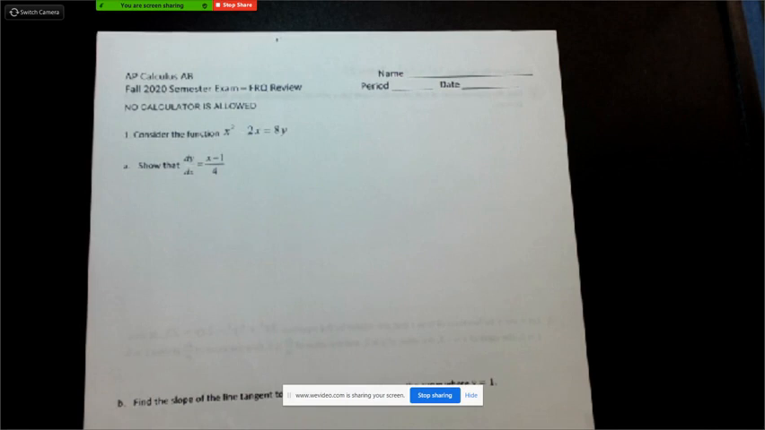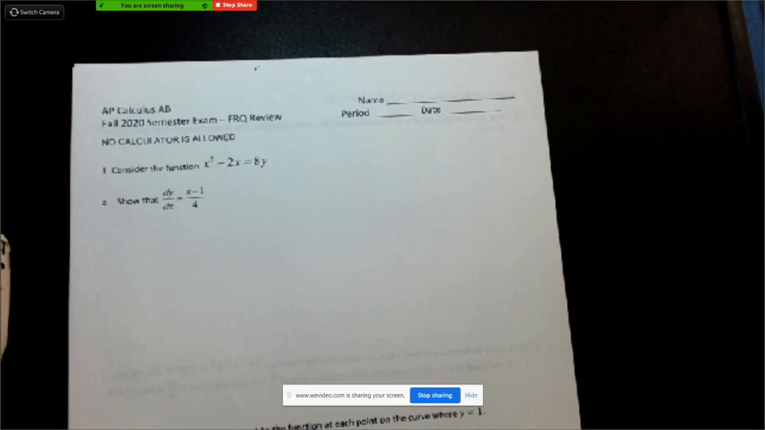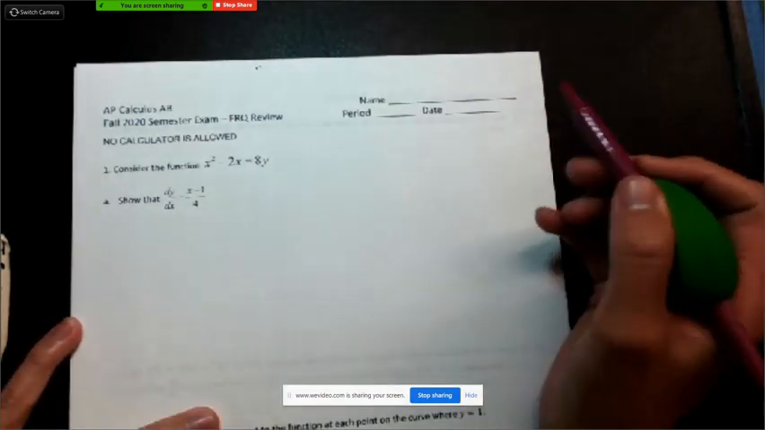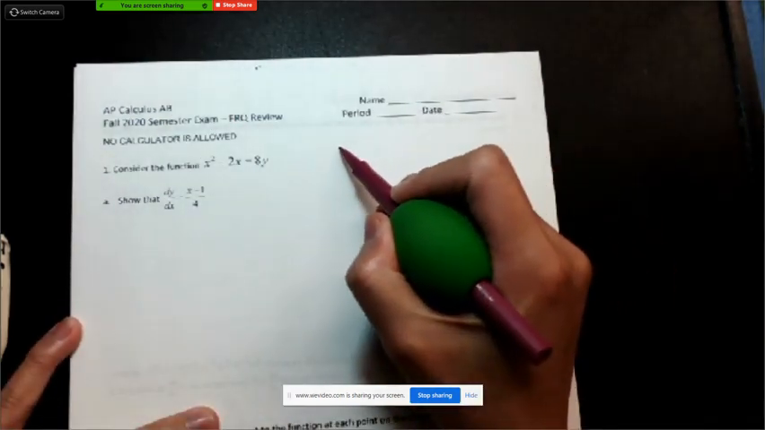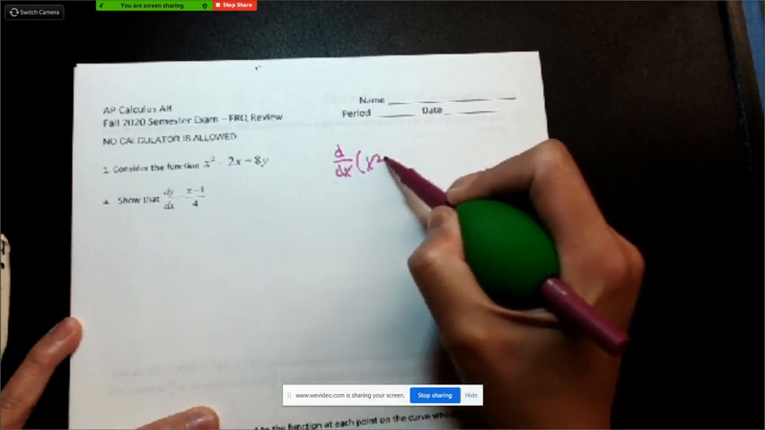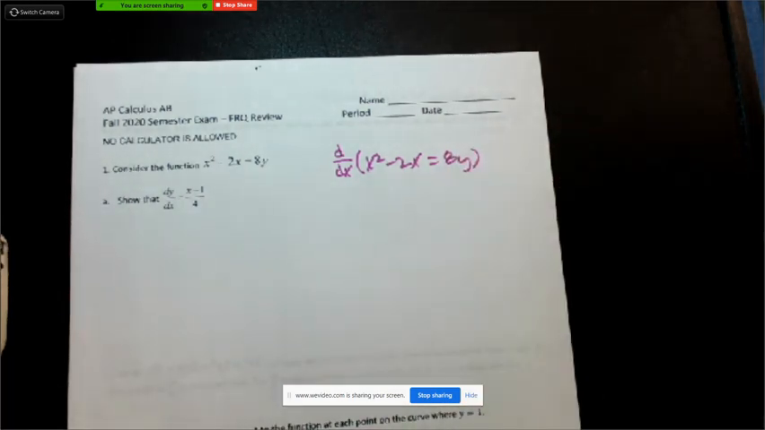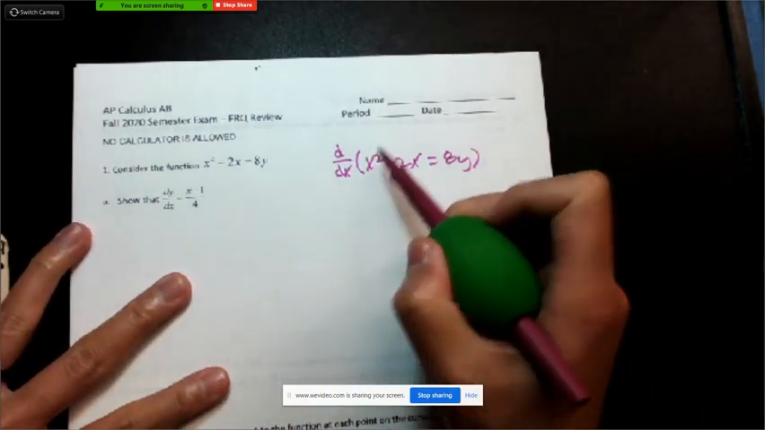So if we're looking at implicit differentiation, we need to go ahead and derive this. To derive this, I think I'm going to rewrite it on the side. We are taking the derivative of the following function: x squared minus 2x is equal to 8y. Let's see if we kind of remember this. It's been a while. What is the derivative of x squared?